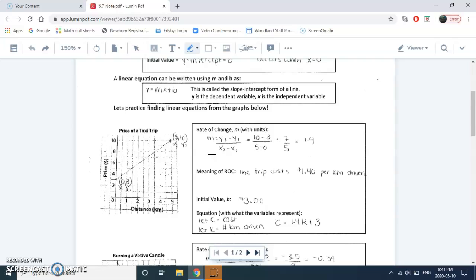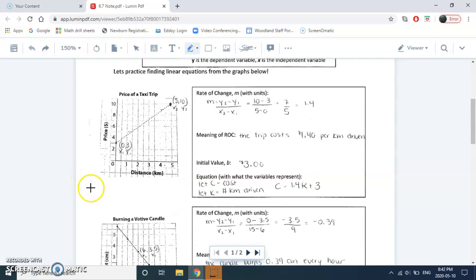So m, which is our rate of change, is y2 minus y1 over x2 minus x1. So we see y2 is 10 and y1 is 3. So 10 minus 3 gives us 7, and 5 minus 0 gives us 5. When we do that as a fraction, it's going to give us 1.4. So the meaning of this rate of change is that the trip costs $1.40 per kilometer driven, and that's the price of a taxi trip.